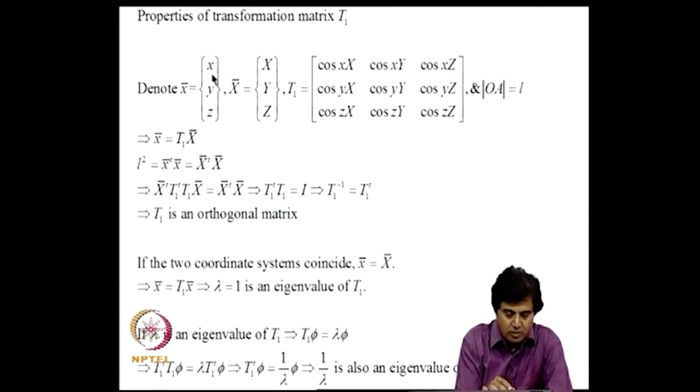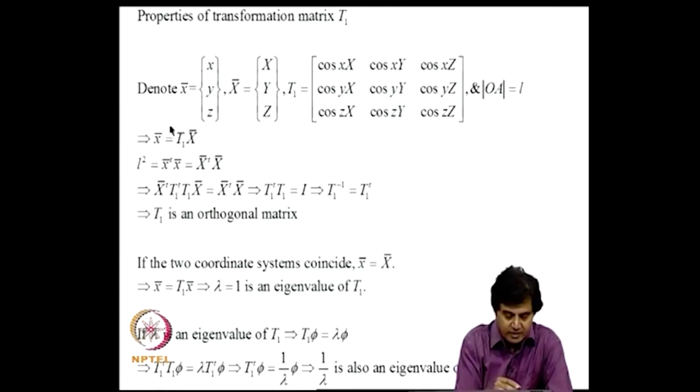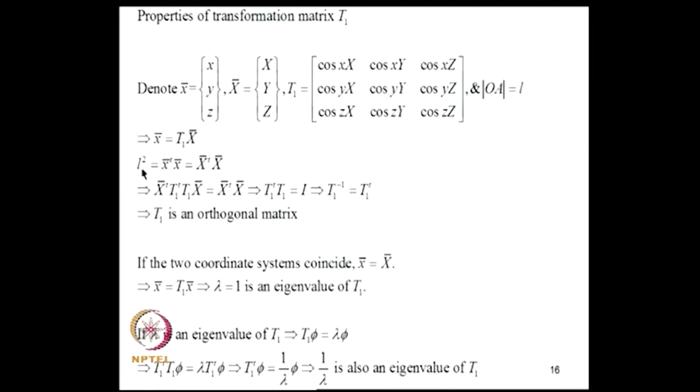Suppose I denote the local coordinate vector x y z as x bar and the global coordinate vector as capital X bar, and T1 as this matrix, and the length of the vector OA as L, then the equation that we derived just now can be written in matrix form in this way. Now, L square is the length of the vector, which is given in local coordinates by this relation and in global coordinates through this relation. So, these two must be equal, okay. Length is invariant with respect to the coordinate representation.